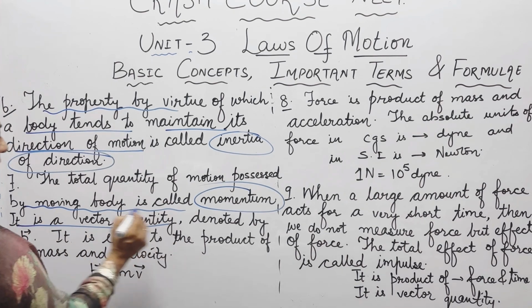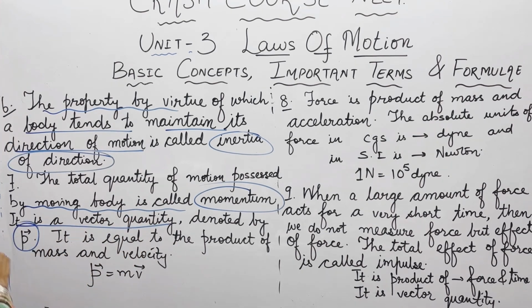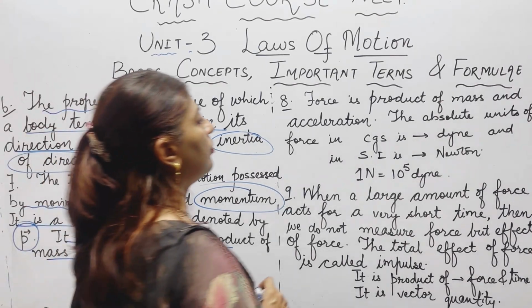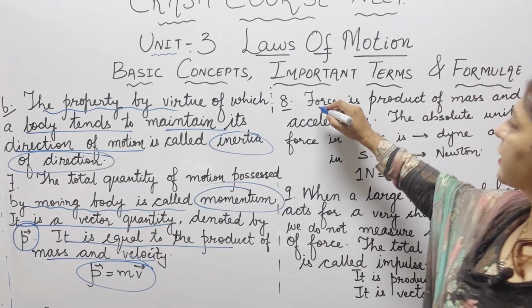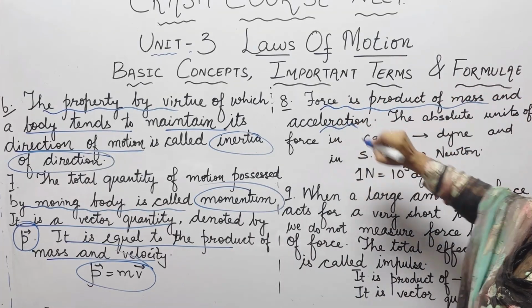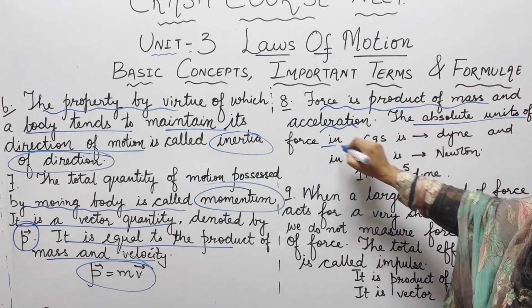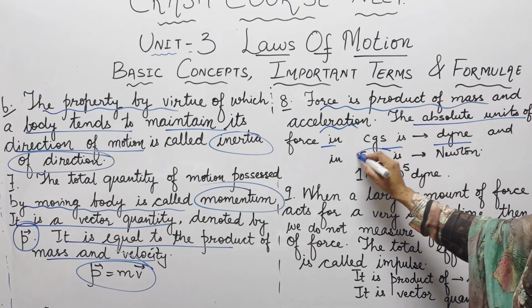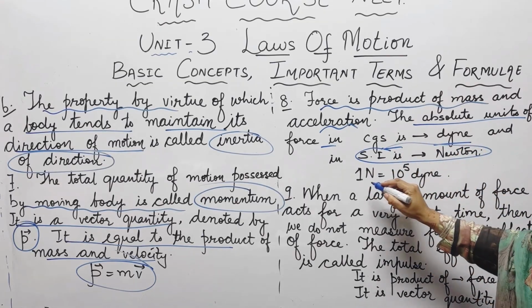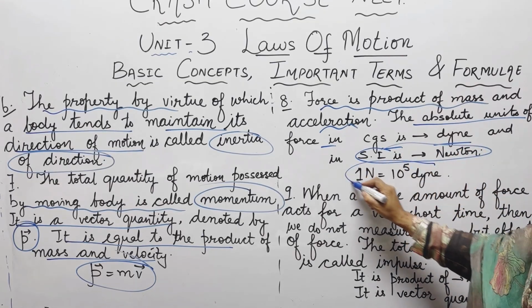Momentum is a vector quantity. It is denoted by small p. It is equal to the product of mass and velocity. M into V is the momentum of a body. Next, force is the product of mass and acceleration. The absolute unit of force in CGS is dyne and the SI unit is Newton. 1 Newton is equal to 10 power 5 dyne.